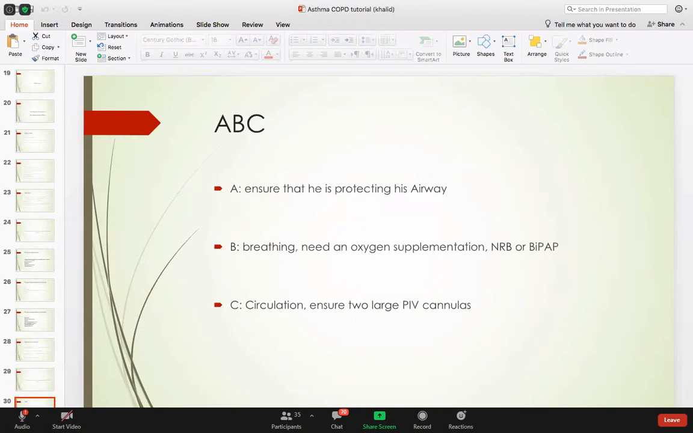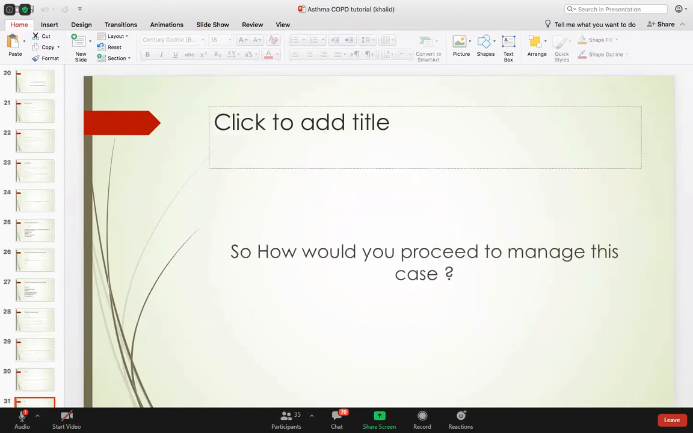Okay, so airway, ensuring he is protecting his airway. And this is mostly by ensuring that he is conscious. Breathing, need oxygen supplementation, non-rebreather or BiPAP. And circulation, ensuring he has two large peripheral IV cannulas, okay?